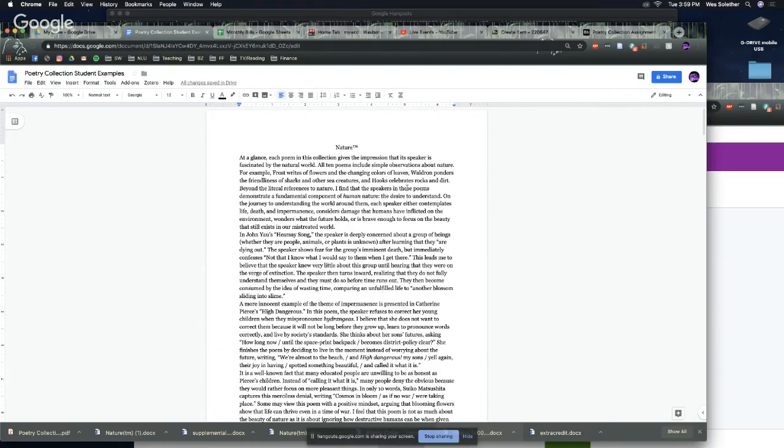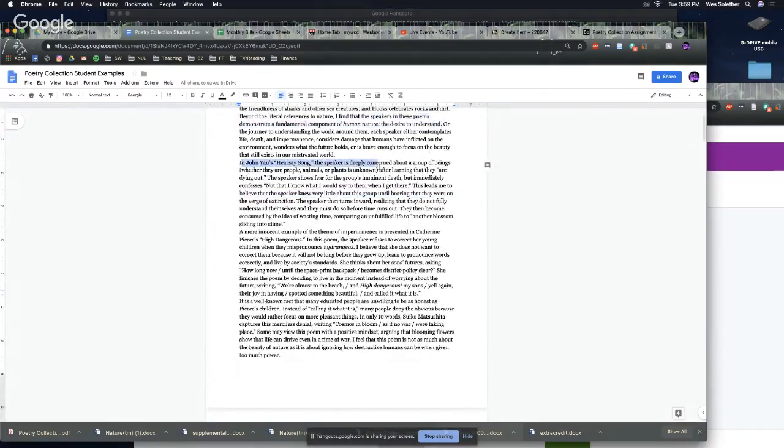An example in here is, I find that the speakers in these poems demonstrate a fundamental component of human nature, the desire to understand. She's not just talking about one specific poem, she's putting that thought into what makes this a collection. How do these poems fit together? Then she goes into specific examples of the speaker, but she makes that move to say it's not just this one.